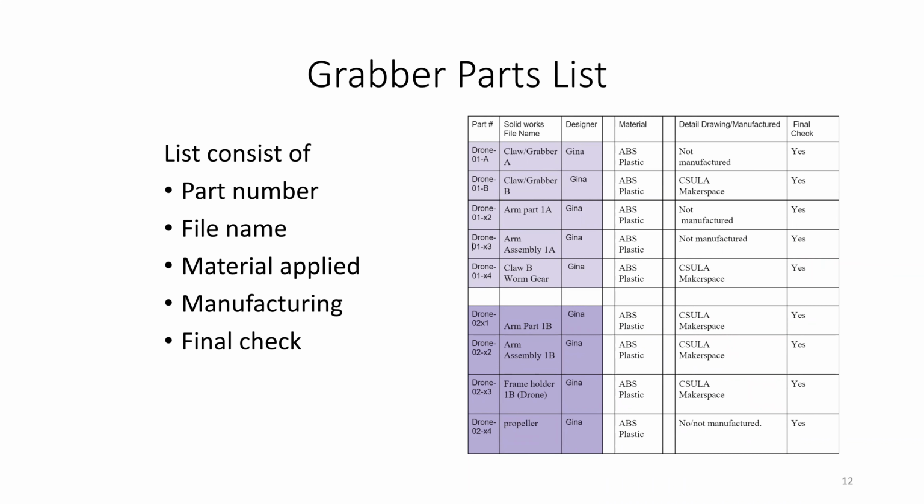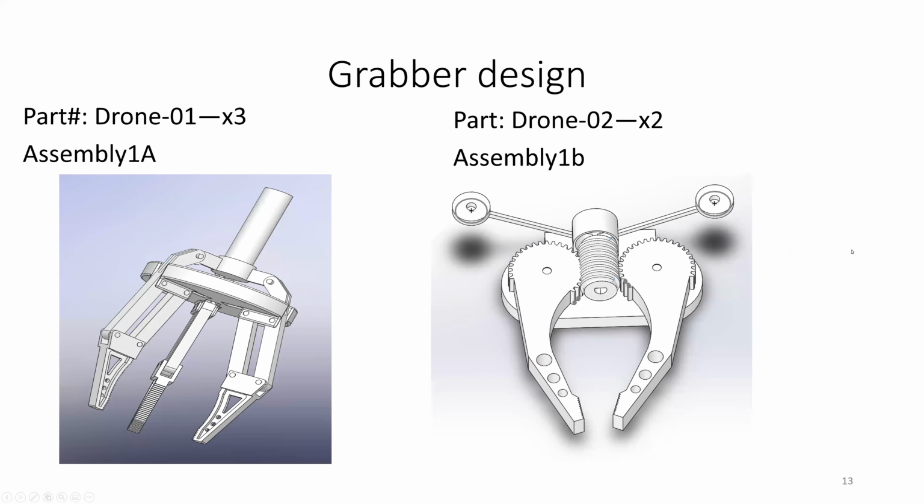Parts list. This table includes my progress of the parts modeled for the grabber, carefully distributed throughout the semester to meet deadlines. On the table, I have the part number along with the part name and the file name which I saved it on, and the material applied, which was the ABS plastic that's going to be used when it's 3D printed. Manufacturing is done at the Costello makerspace, also with the final checks for all the designs. Next slide, please.